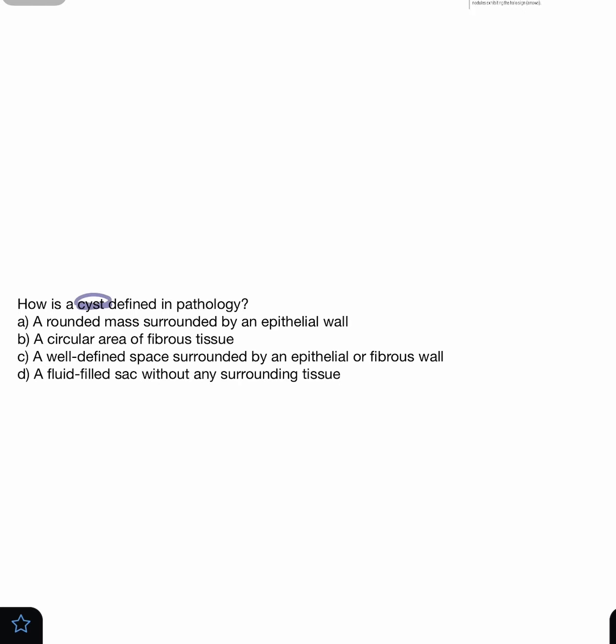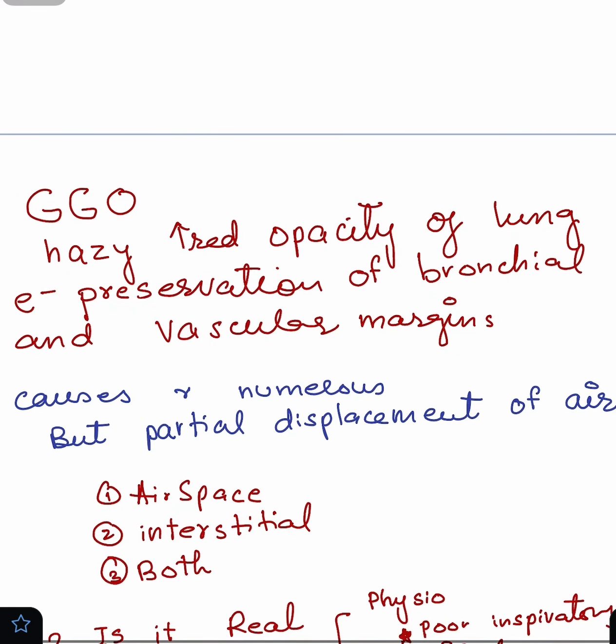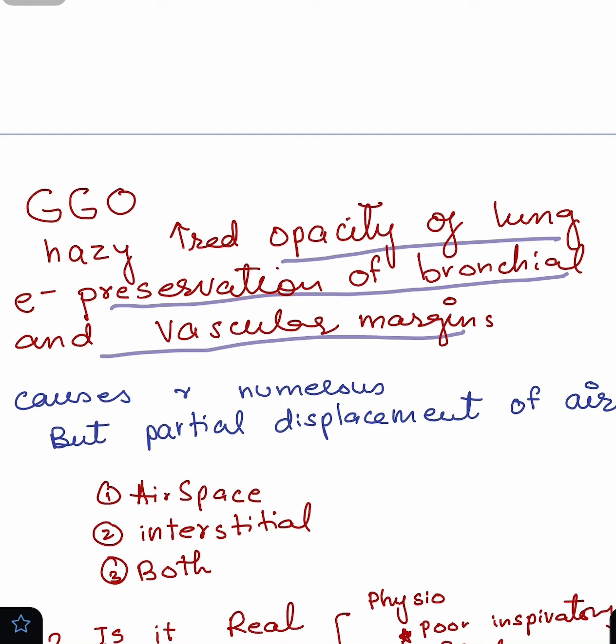What is a cyst? According to the Fleischner guidelines, it is a well-defined space surrounded by an epithelial or fibrous wall. Ground glass opacification is basically a hazy increased opacity of lung with preservation of bronchial and vascular margins. This phrase is very important: in ground glass, preservation of bronchial and vascular margins.